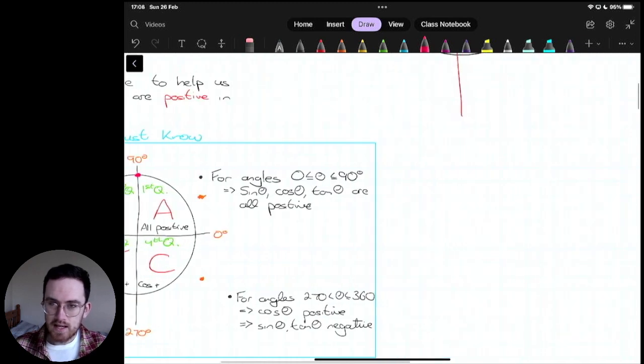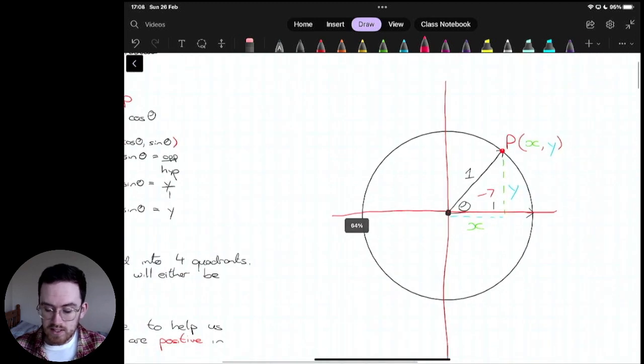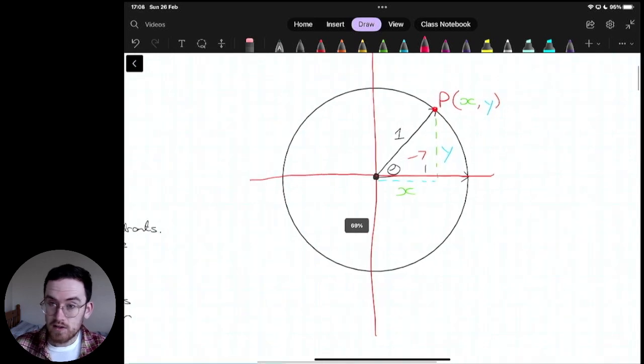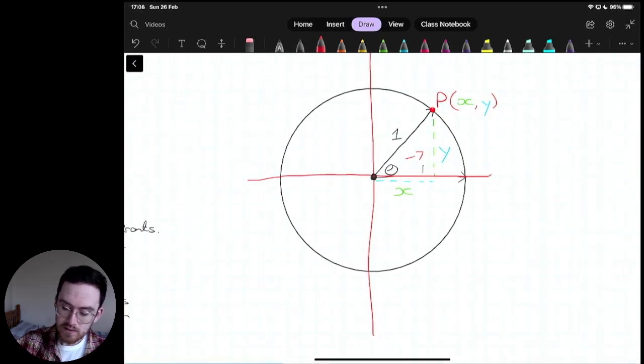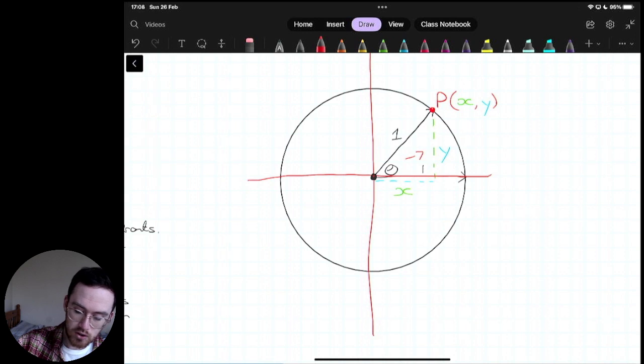If we were to take a second to think about where this comes from, to get an understanding of why they are positive or why they are negative, if I was to pick another point here, I want a point that's going to mirror image my point P.